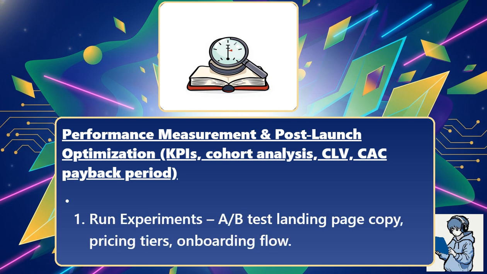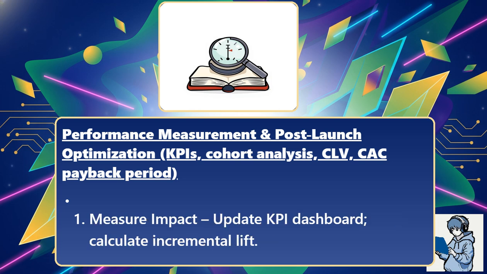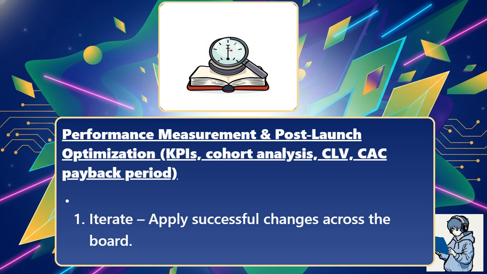Step 4: run experiments: A/B test landing page copy, pricing tiers, onboarding flow. Step 5: measure impact, update KPI dashboard, calculate incremental lift. Step 6: iterate, apply successful changes across the board.